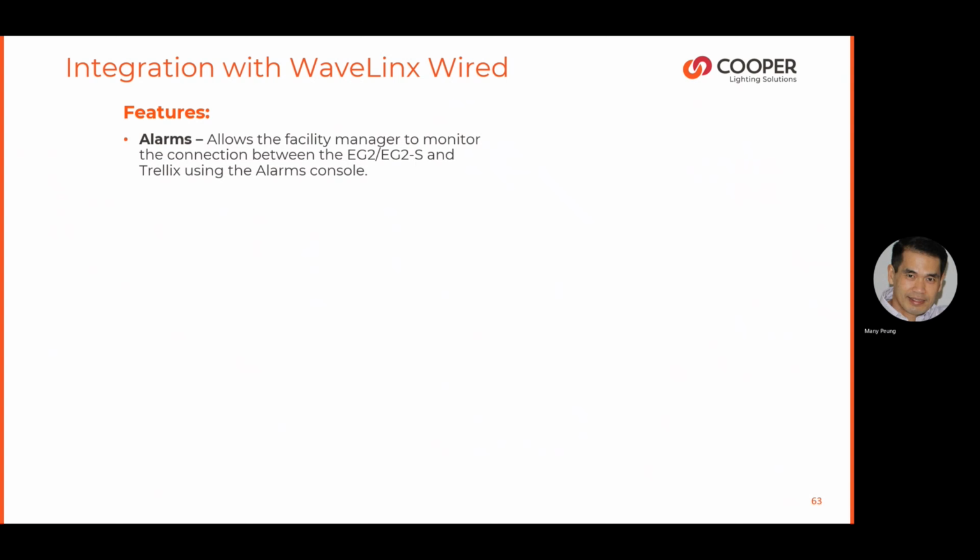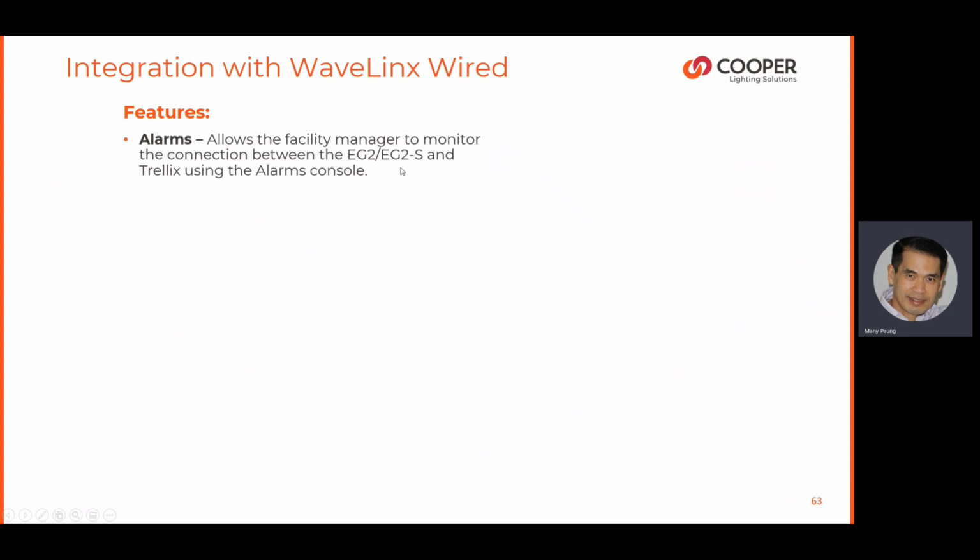Okay. Next, let's talk about integration with WaveLinx Wire, all the features that are included when you integrate WaveLinx Wire with Trellix. The first one is going to be the alarms. It's going to let the facility manager know when the EG2 loses connection. And that's the only alarm that you're going to get anyway.